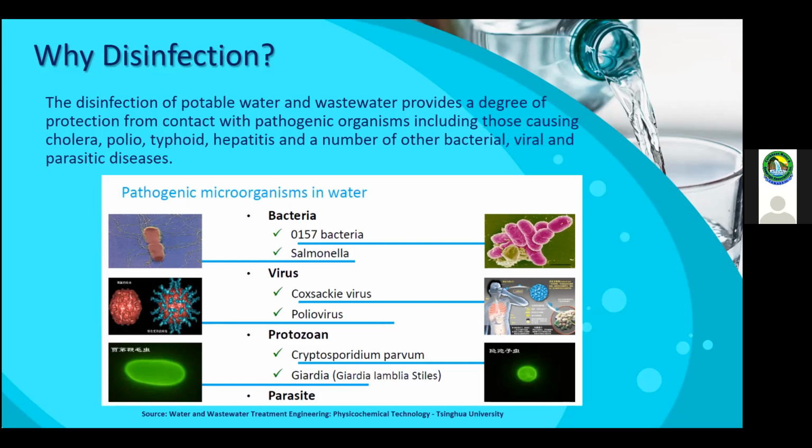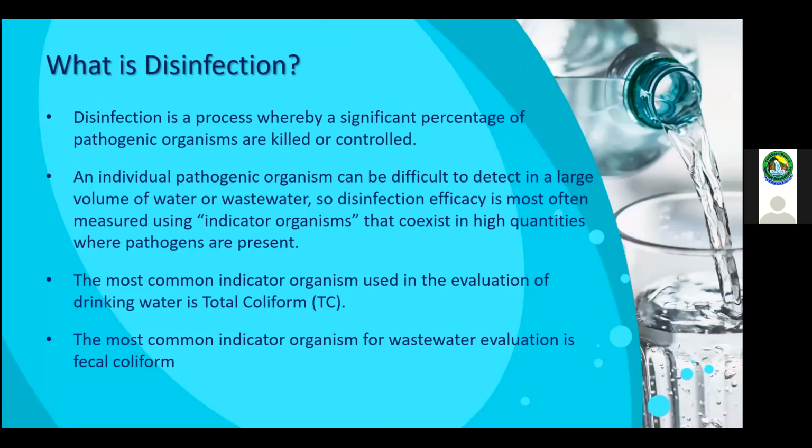So the disinfection of our potable water and wastewater provides some degree of protection from contact with pathogenic organisms. And these organisms can cause things like cholera, polio, typhoid, hepatitis, and a number of other bacterial, viral, or parasitic diseases. My little picture below, minus the Japanese that we may not be able to translate, basically shows some of the pathogenic microorganisms that are in water. There are bacteria strains, the O157 E. coli strain, Salmonella, which we are very familiar with, the poliovirus, Cryptosporidium, Giardia, and other parasites. So that is really why we disinfect.